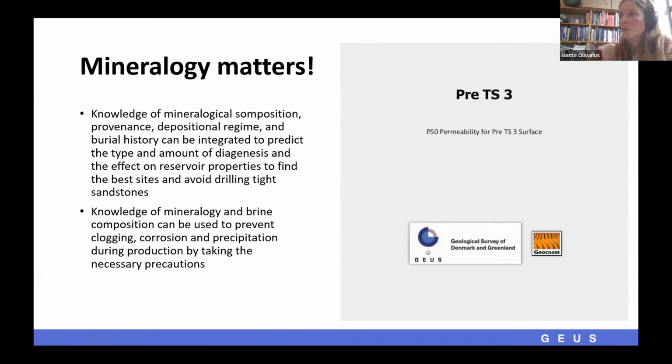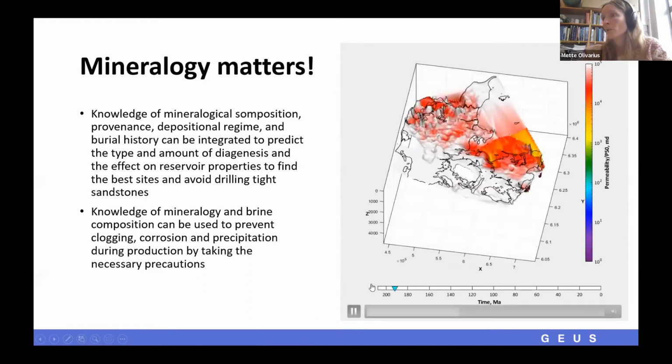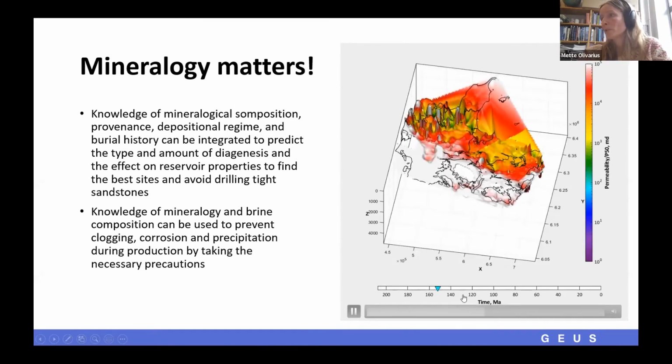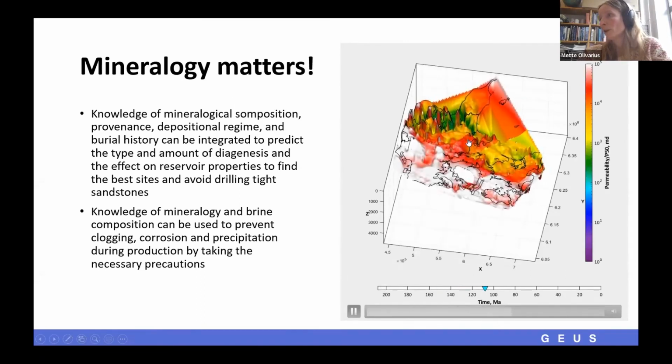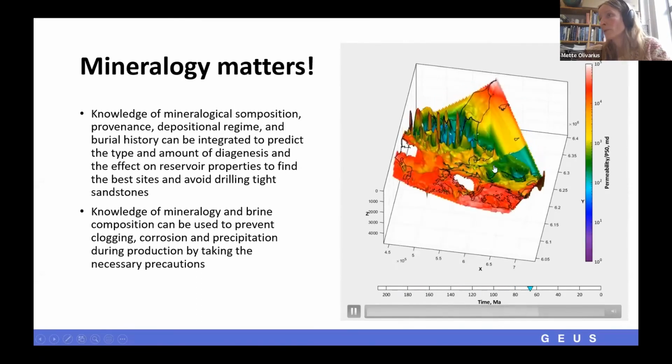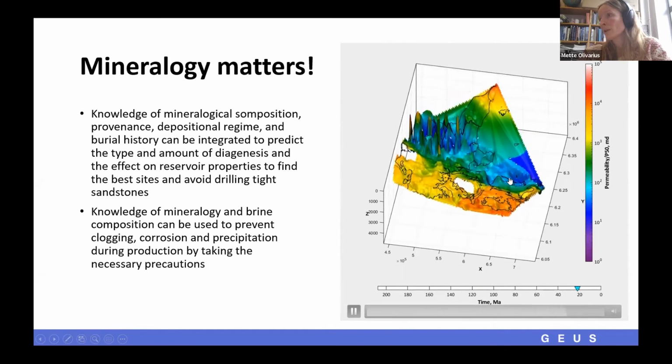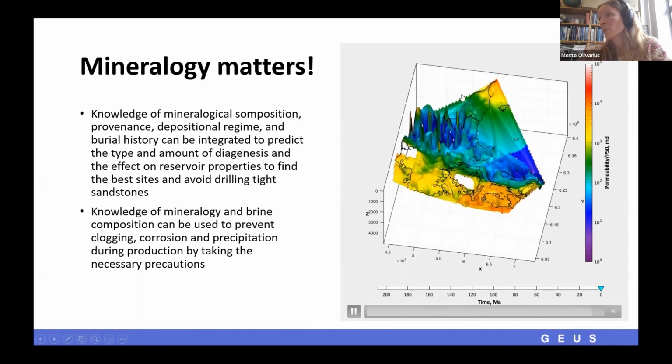And here just showing how the gas formation was deposited and then buried. And you can see a very differential burial across the basin. Now it went really fast. And then here in the end, there was some uplift of the whole basin and how that affects permeability in this particular sandstone interval.